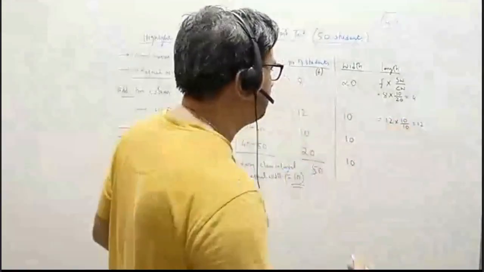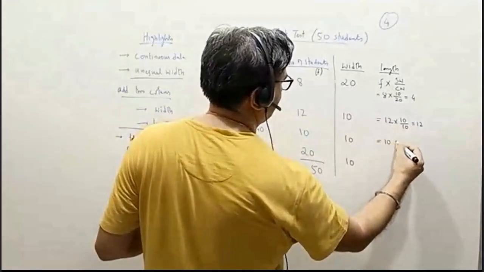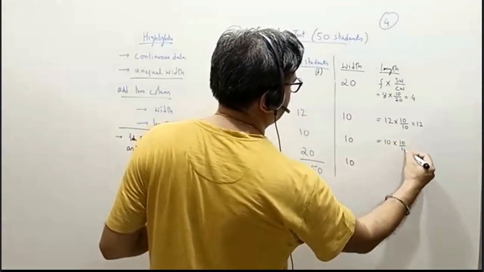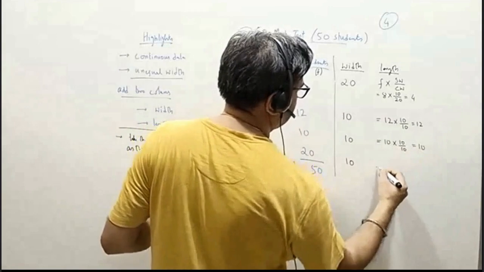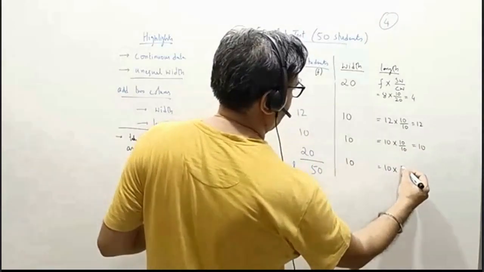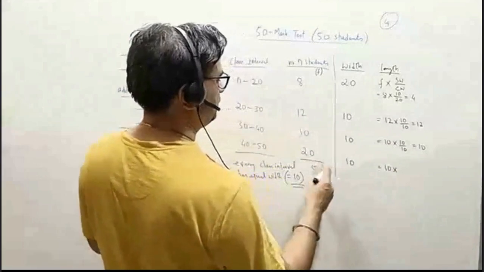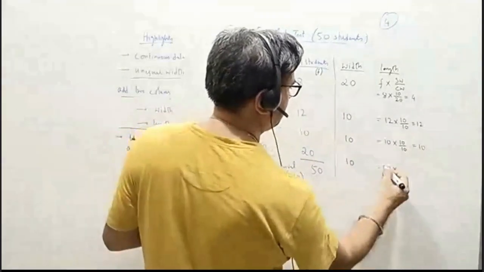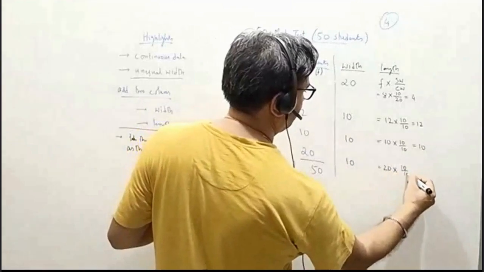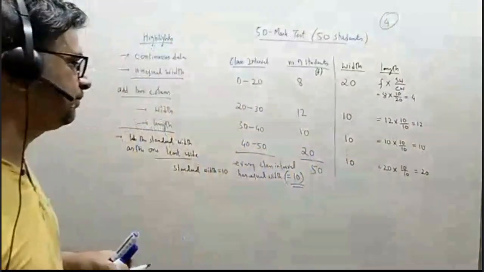Is this confusing or are you all making sense? I hope you can see this part of the board, everyone. Can you tell me how much this comes to? This is 10 into 10 by 10. So this is 10. Sorry, this is 20, right? This is 20. 20 into 10 by 10. So this is 20. Make sense of this column, folks.